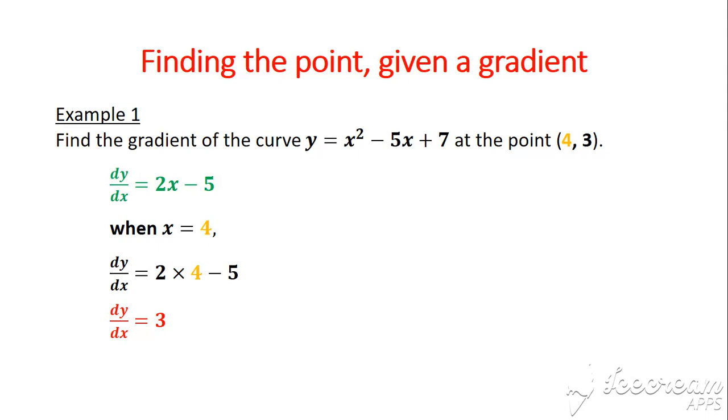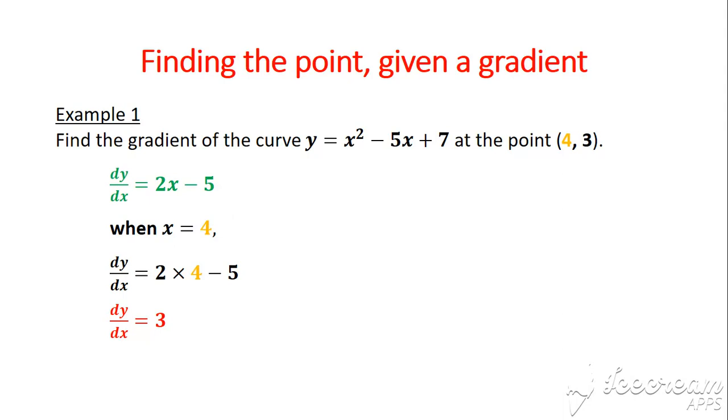Now we've been told the point 4, 3. So we know the first number is the x and the second number is the y. So we're going to use the x value of 4 and we're going to substitute that into the gradient rule. So we're going to go 2 times 4, which is 8, minus 5, gives us a gradient of 3. So at the point 4, 3, the gradient of the curve is equal to 3.